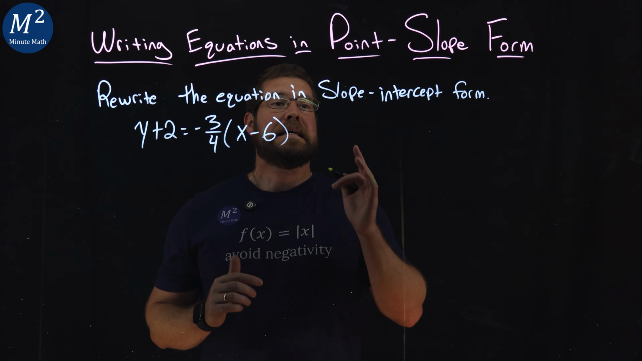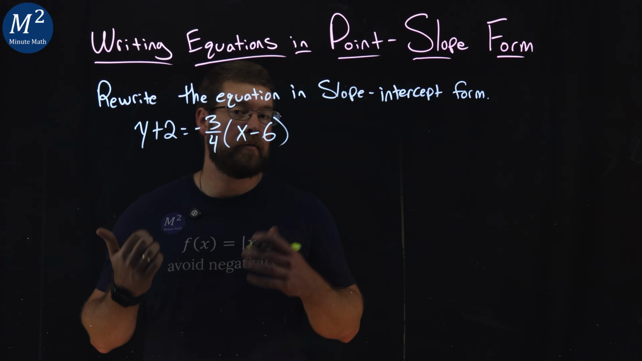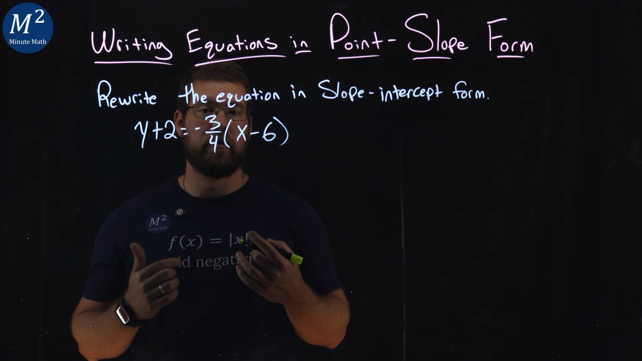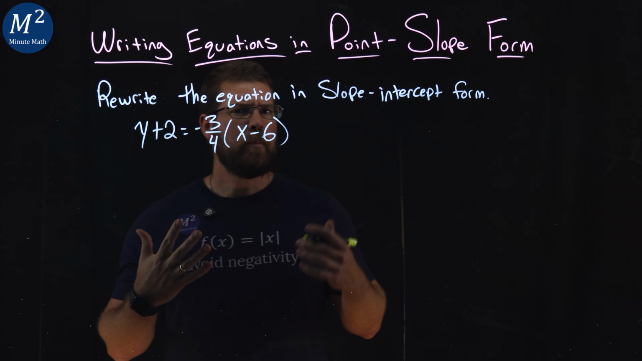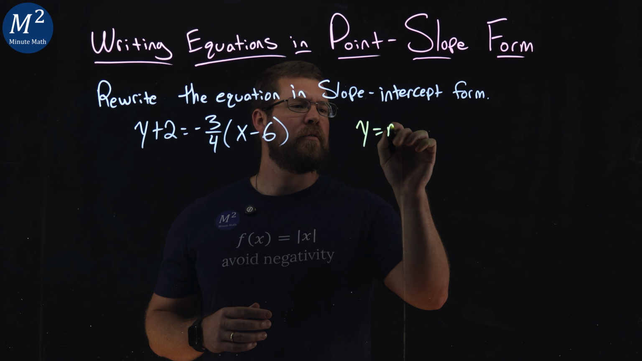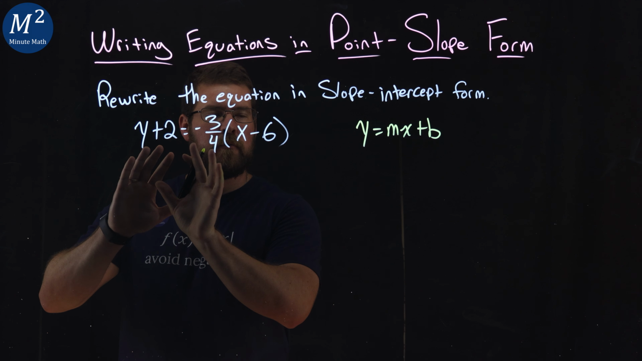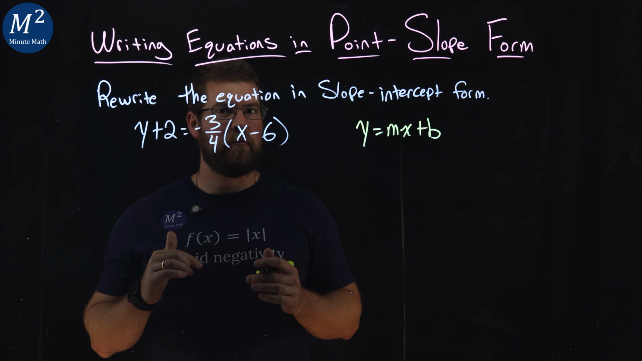Rewrite the equation in slope-intercept form. Our equation is given to us in point-slope form: y plus 2 equals negative 3/4 times (x minus 6). Slope-intercept form is y equals mx plus b. So we want to convert it from this form to that form. Essentially, we want to get y by itself.